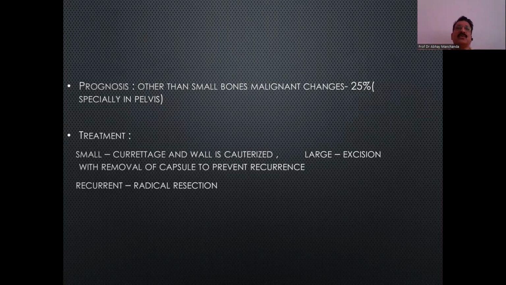How do you treat an enchondroma? When it is small, you just curette it and the wall is cauterized. But when it is large, you have to excise it with removal of the capsule to prevent recurrence. But when it is recurrent, you have to go for some radical resection.